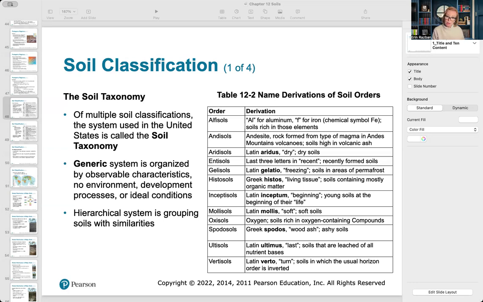The United States, however, has developed the most comprehensive soil classification system. It's like a sophisticated detective system for understanding soils organized around observable characteristics. So we have key diagnostic horizons. Two critical diagnostic horizons help us distinguish different soil types.